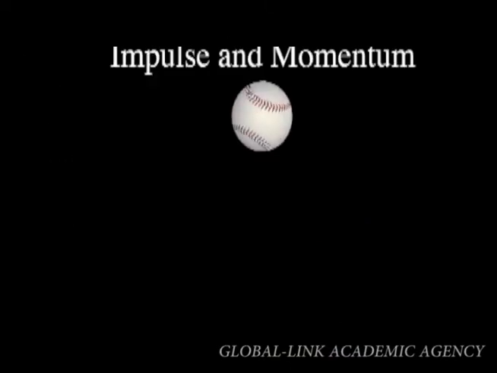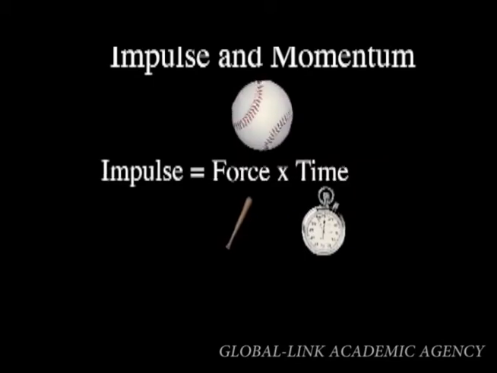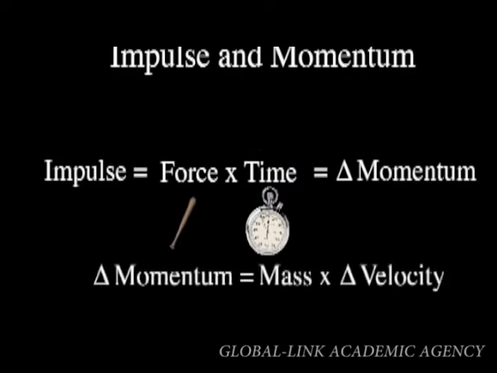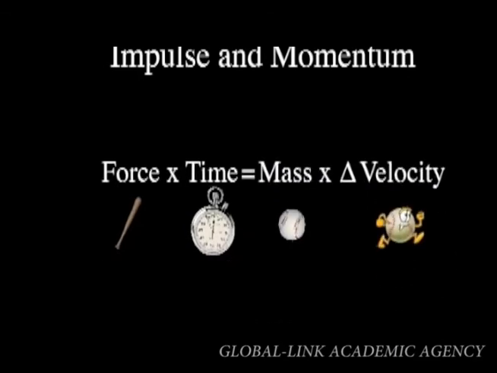And so once again, impulse is equal to the force applied on an object times the time the force is applied. This impulse is equal to the change in momentum of the object. The change in momentum is equal to the mass of the object times the change in velocity. And so the force applied on an object times the time of contact is equal to the mass of the object times the change in velocity.